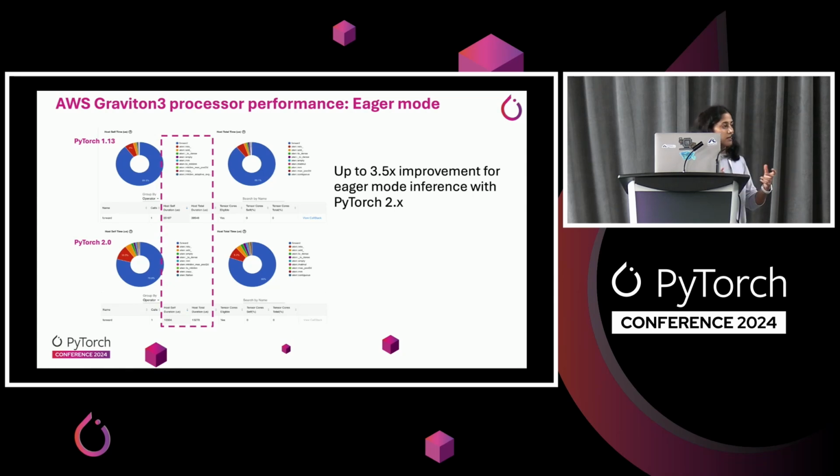For Graviton processors, with all the optimizations we upstreamed in PyTorch 2.x, we were able to achieve up to 3.5x improvements for eager mode. So this was the profiler output for one of the models from Torchbench, ResNet 50. As you can see here, the latency dropped from 35 milliseconds to 10 milliseconds, which is more than 3.5x improvement with the optimizations that went into PyTorch 2.x. So the recommendation is, if you are starting on ARM64 and AWS Graviton, start with PyTorch 2.